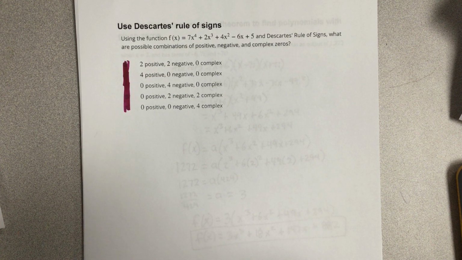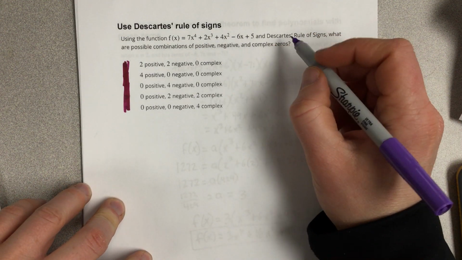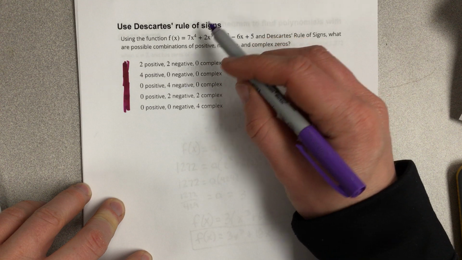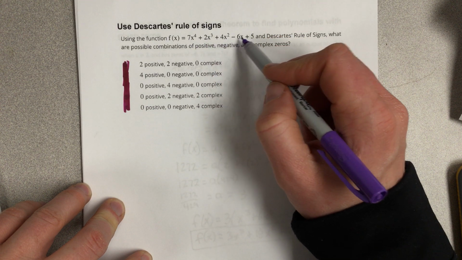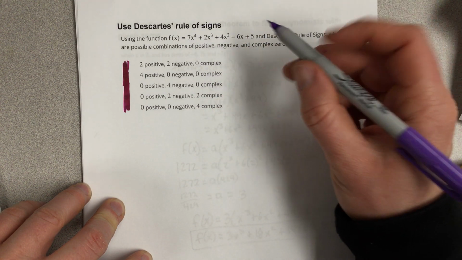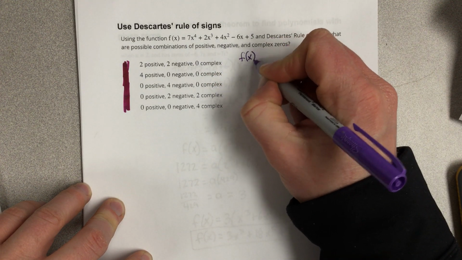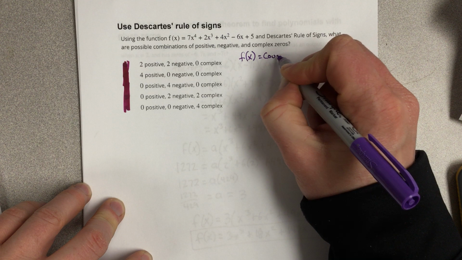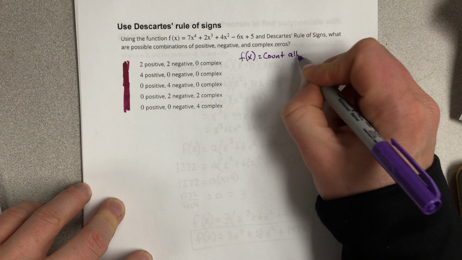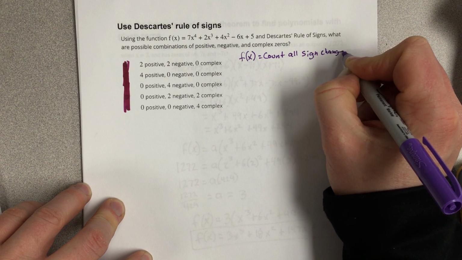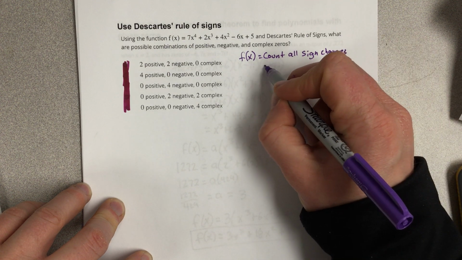So what we want to do is, for Descartes' rule, count the number of sign changes for f of x, and we do the same thing for f of negative x. So for f of x, we count all sign changes, and those would be the positive roots.